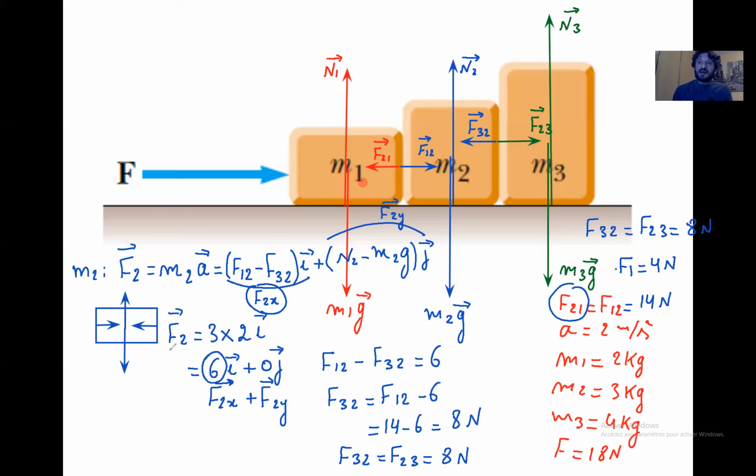Now we can calculate the magnitude of F2. You know, F2 as magnitude equals the x component and the y component. We have just the x component, 6 squared, we get the value of 6 Newton. So F2 equals 6 Newton. Okay? Now it's all about F2. We can calculate the total value on M3. We can follow the same procedure.